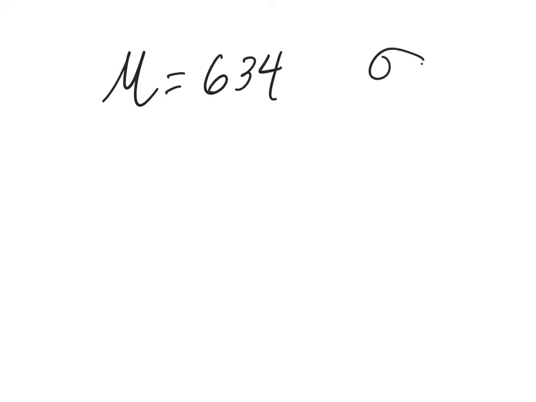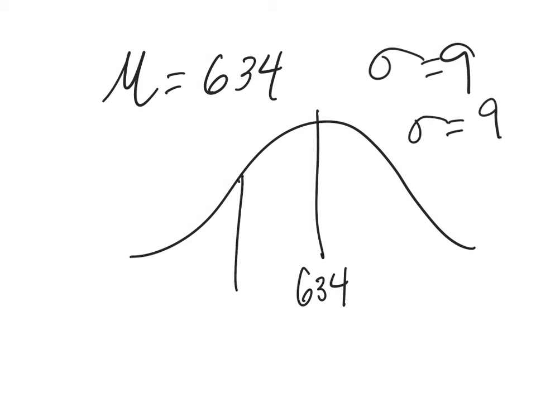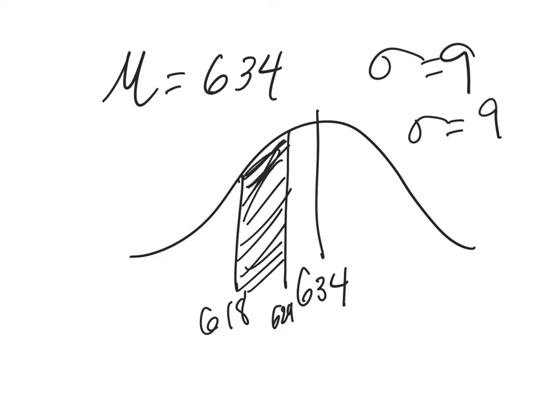Taking a look at question 8. Question 8 says a particular fruit's weights are normally distributed with a mean of 634 grams and a standard deviation of 9 grams. You pick one fruit at random. What is the probability it will weigh between 618 and 624? So you're looking for that area right there.